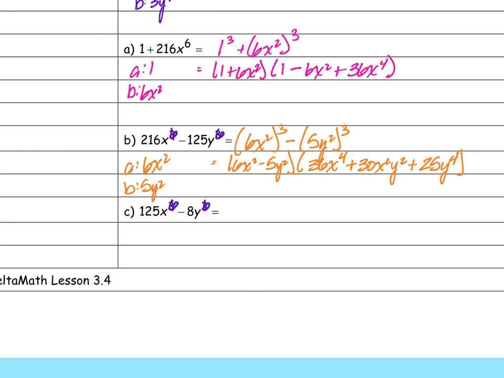Okay. And then the last one, I remember I have to rewrite this in terms of a cube. So this would be 5x squared cubed minus 2y squared cubed. So A is 5x squared and B is 2y squared. Ethan, are you okay with that? Because I don't know. You did the other two correct, and then all of a sudden, I'm not sure what happened on this one. Are we okay now? Remember, you have to turn it into a cube.